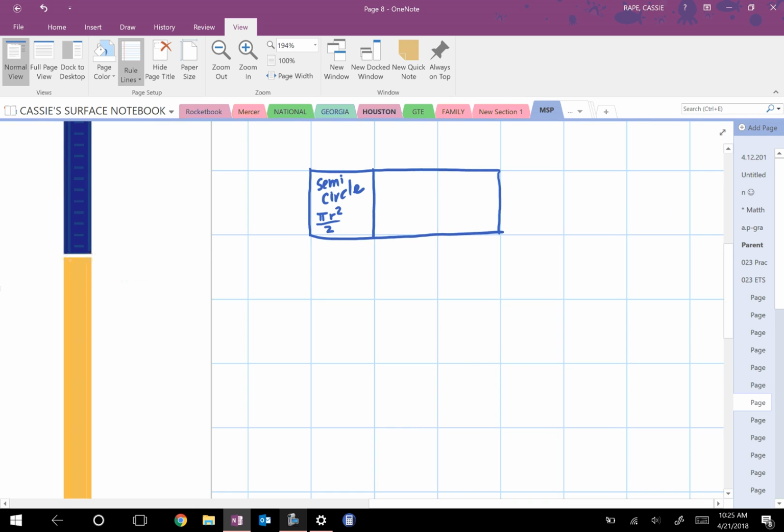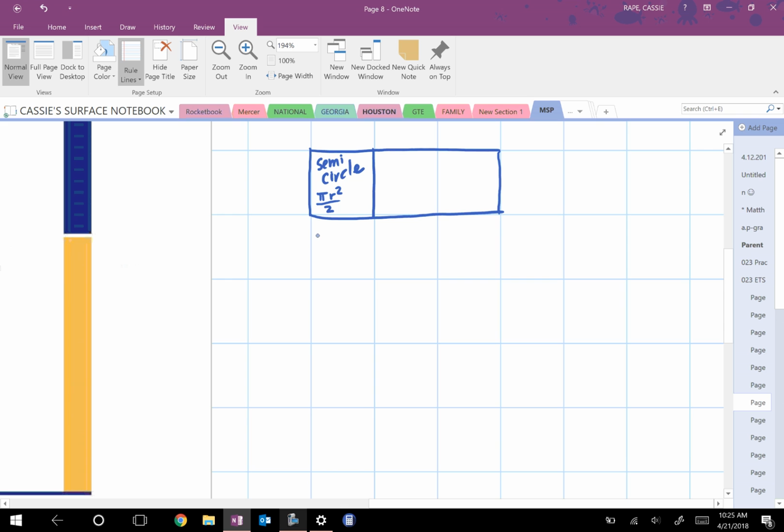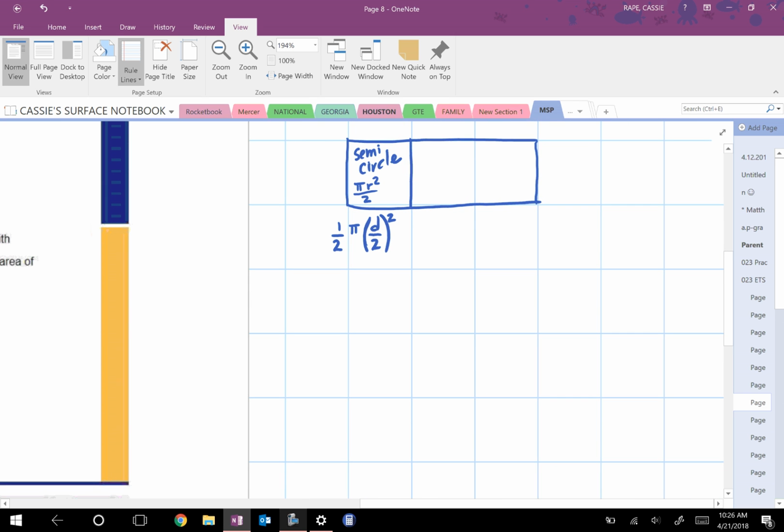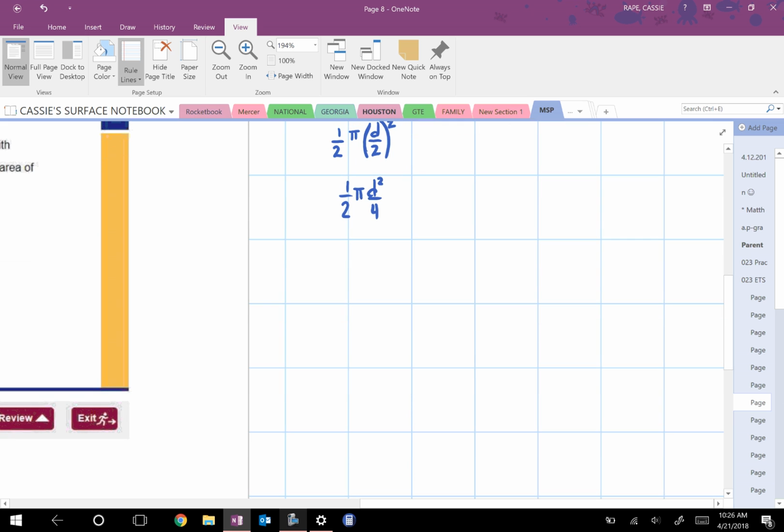And so the semicircle, again, that formula is pi r squared over 2. I'm going to go ahead and pull the 1/2 out here just because it's kind of ugly, because r is now d over 2 quantity squared, correct? Okay, so that's 1/2 pi r squared, which is 1/2 times pi times d over 2 squared. I'm just going to simplify that. That would be 1/2 pi times d squared over 4, which would be the same thing as pi d squared over 8.